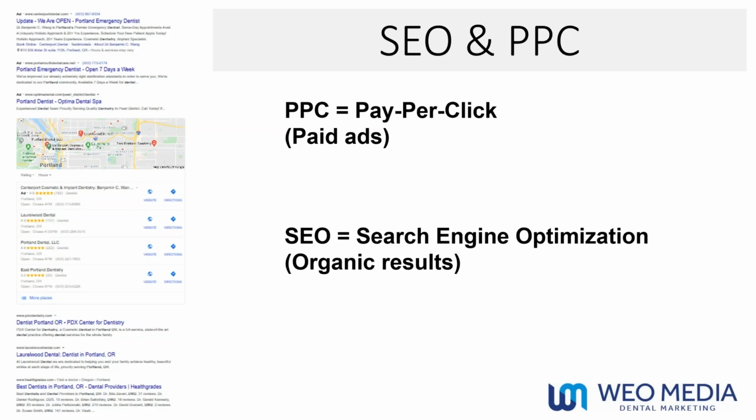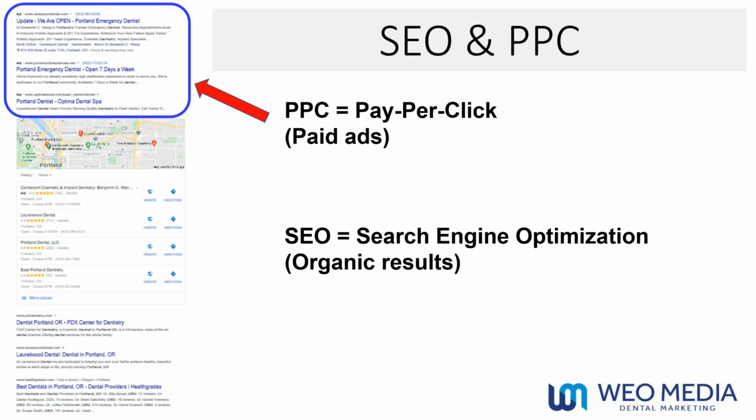Now, the second and third parts of generating the leads initially would be SEO and PPC, right? SEO is search engine optimization. That's organic traffic, and PPC, these are the paid ads. So on the left of the screen here, we see a Google search for looking for a dentist in this town. Actually, this is Portland, Oregon, where I live. If you look at the very top, circled in blue, those are the ads. Those are the PPC ads, okay?